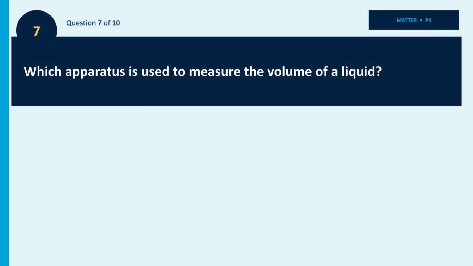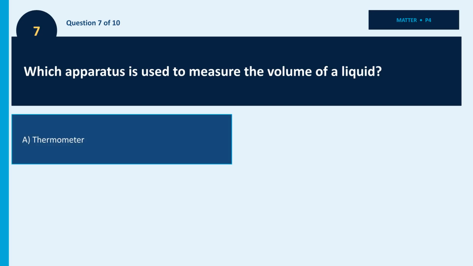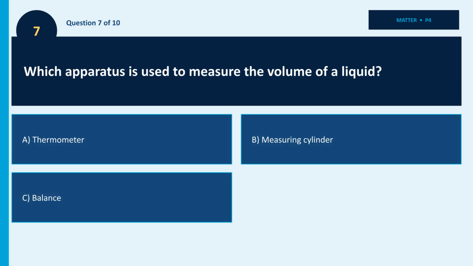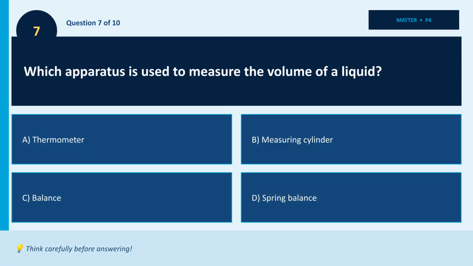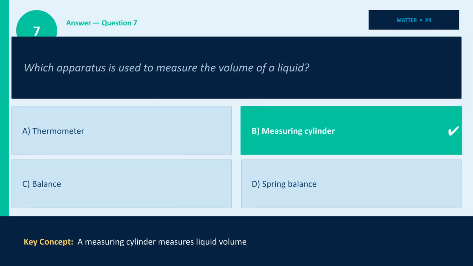Question 7. Which apparatus is used to measure the volume of a liquid? Is it a thermometer, a measuring cylinder, a balance, or a spring balance? The correct answer is B. A measuring cylinder is the apparatus used to measure the volume of a liquid.